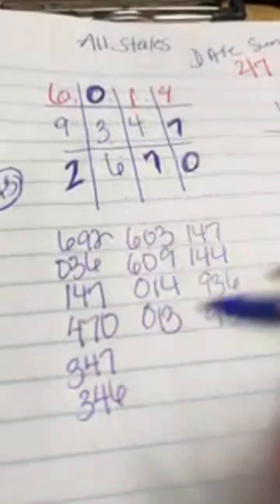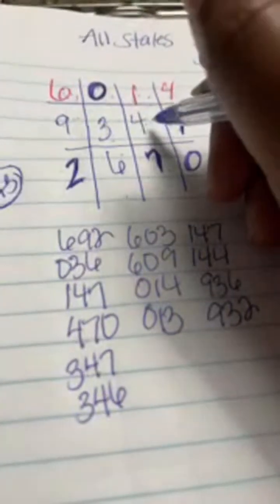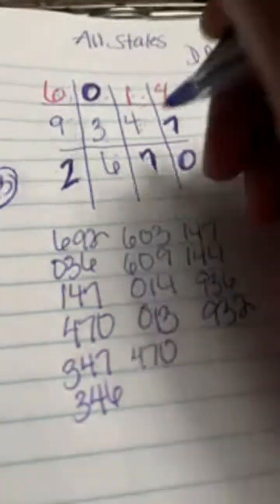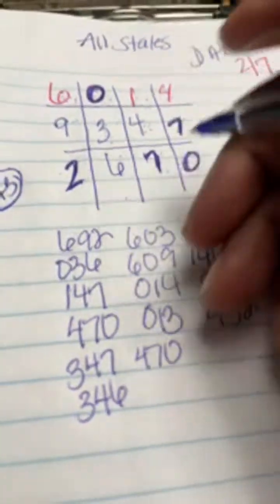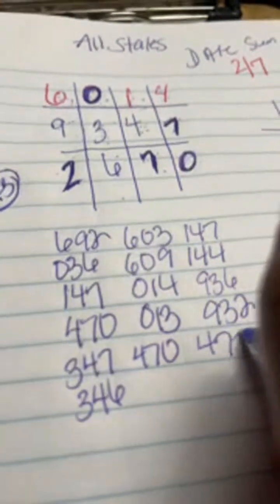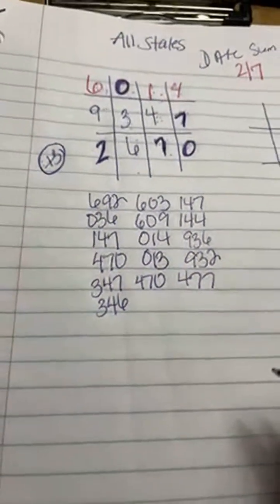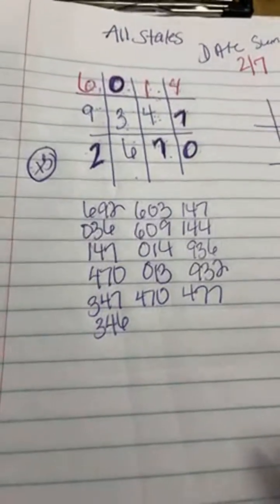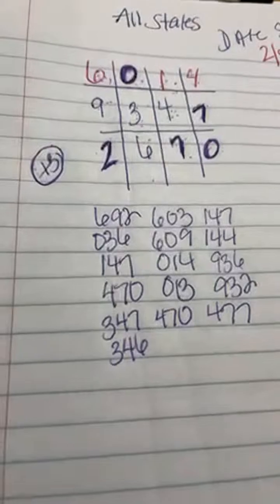We're going to go next door. We're going to go 347. 346. You're going to go next door. 470. And then you're going to go 477. So these are all the 3 digits that you could possibly pull out of there. Hopefully you've seen how I did it. If not, I'm going to need you to watch the video again.